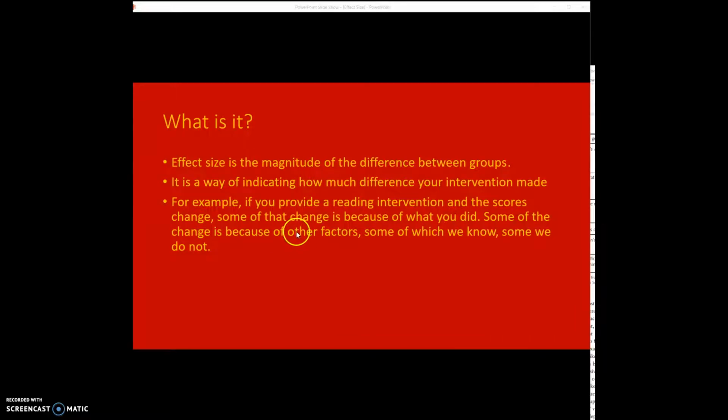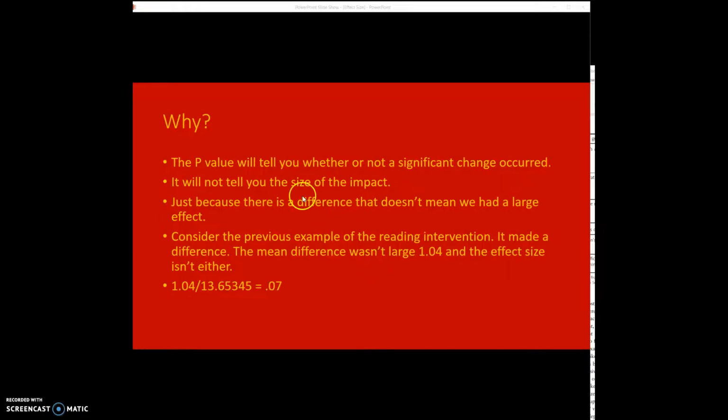For example, going back to the reading intervention in the null hypothesis example, the scores change. Some of that change is because of what you did. Some of the change is because of other factors, some of which we know, some of which we do not. But we want to know how much effect you had by your intervention. So you conduct a null hypothesis test to generate a p-value. That will tell you whether or not a significant change occurred. It will not tell you the size of that change. Just because there's a difference, that doesn't mean we had a large effect.